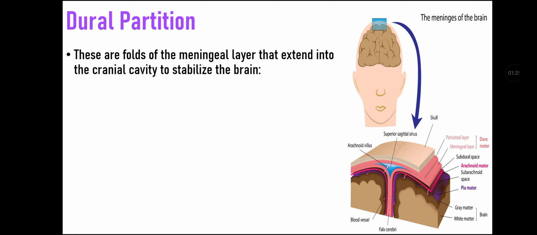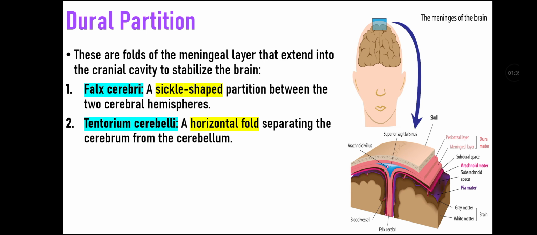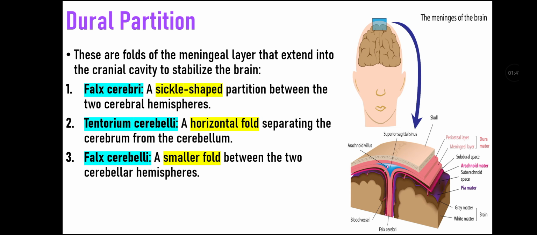There are folds of meningeal layer that extend into the cranial cavity to stabilize the brain. They include falx cerebri, that is a sickle-shaped partition between the two cerebral hemispheres. It has tentorium cerebelli, that is a horizontal fold separating the cerebrum from the cerebellum. It has falx cerebelli, that is a smaller fold between the two cerebellar hemispheres.